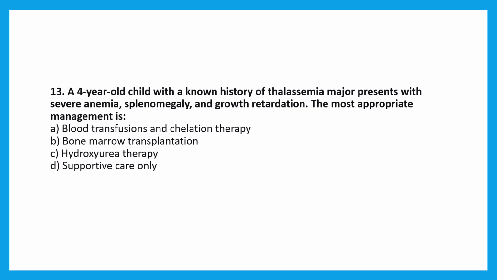A 4-year-old child with a known history of thalassemia major presents with severe anemia, splenomegaly, and growth retardation. The most appropriate management is what? Look at all these symptoms and signs. A, blood transfusion and chelation therapy. We want management. Remember, management. Blood transfusions and chelation therapy. B, bone marrow transplantation. C, hydroxyurea therapy. And D, supportive care only. Which one is the best answer?